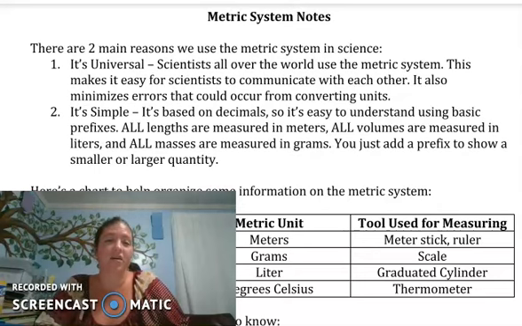All right, here are the metric system notes. There's a little bit of overlap in the scientific math notes video and this one. However, this is very specific to the metric system. So first of all, we talk about the metric system.